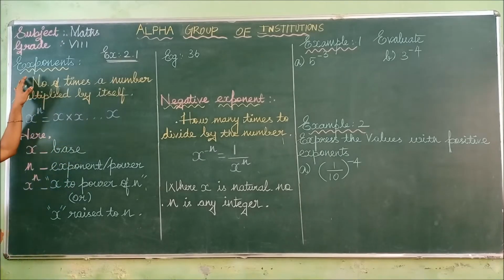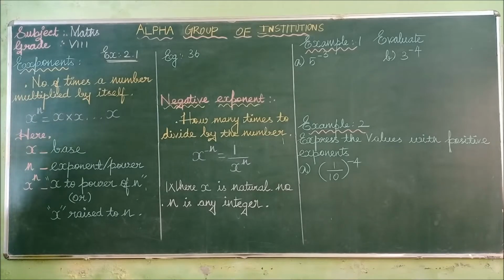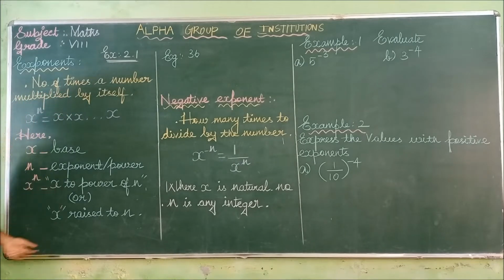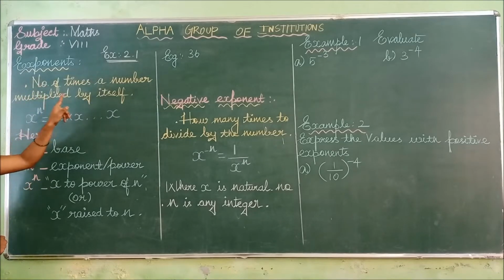What is the topic here? Exponents and powers. What do you mean by exponent? An exponent refers to the number of times a number is multiplied by itself. So repeat it once: the number of times a number is multiplied by itself.